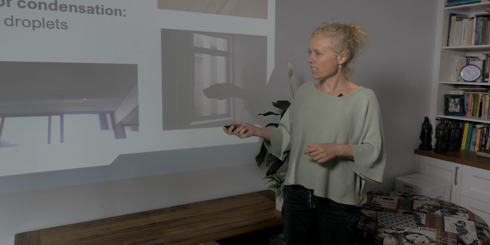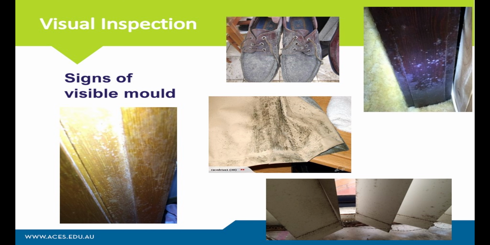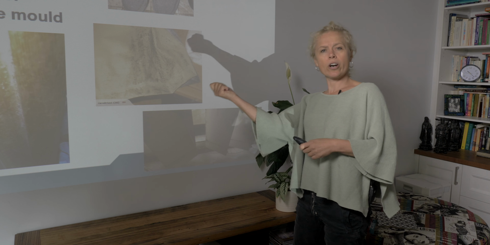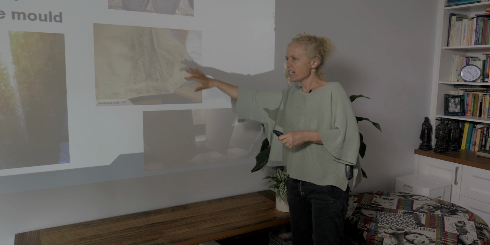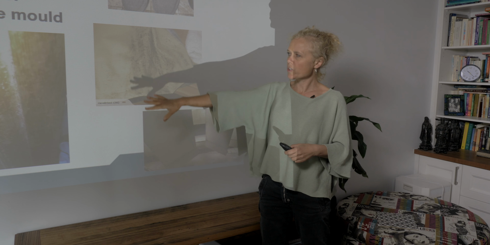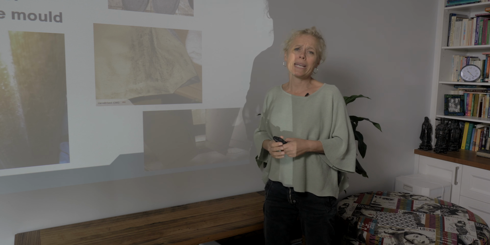Signs of visible mould are quite obvious, like on shoes, for example, behind curtains. Always look behind curtains, fabric curtains and blinds. The big one is, though, with timber, you need the torch to shine it on the side. So when you have a torch, you need to shine it not at 90 degrees, but on the side to have a look for this mottling and this type of dirt and or mould that will be on the timber.